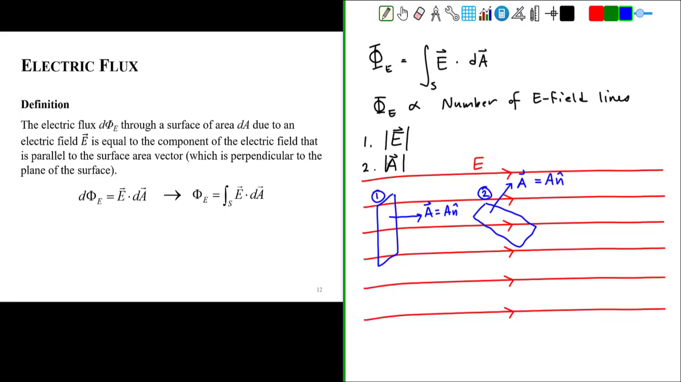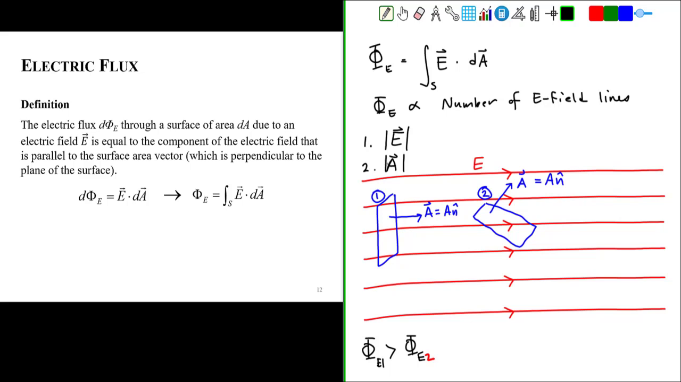In 2, there's only 1 electric field line passing through the surface, while in 1, 3 electric field lines are passing through the surface. Because there are more field lines passing through the surface for 1 than in 2, we know that the electric flux through surface 1 is greater than the electric flux through surface 2 because the electric flux is proportional to the number of electric field lines.